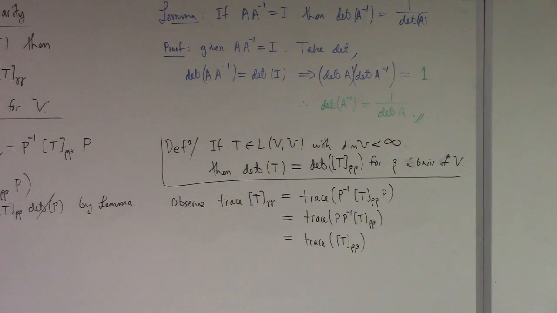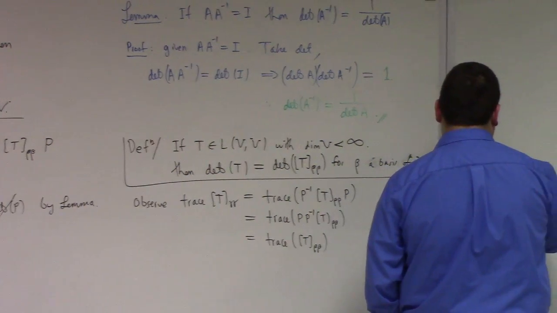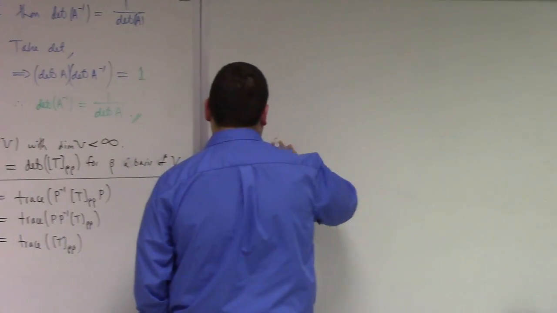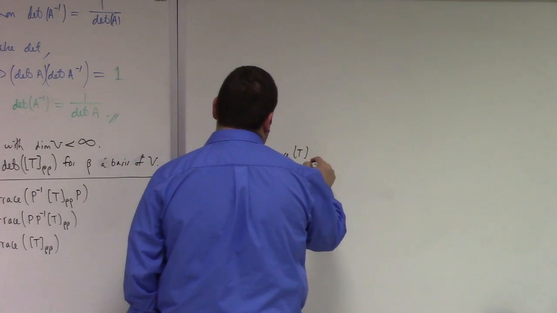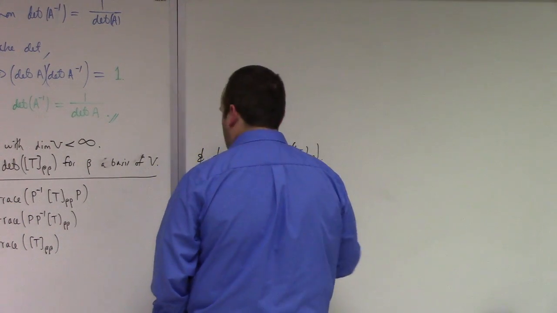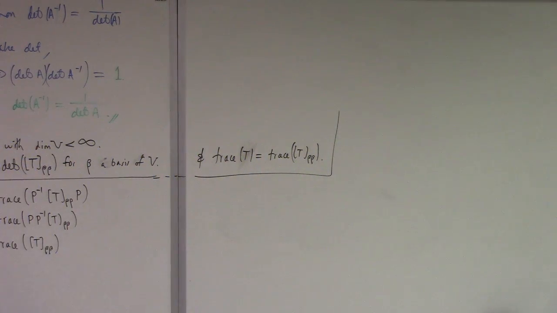I can also define trace for a linear transformation in the same way I did here. The trace of a linear transformation T is equal to the trace of T beta beta. Okay? Same song and dance. It's reasonable because of what I wrote below there, right? Any questions about this? No. Okay.